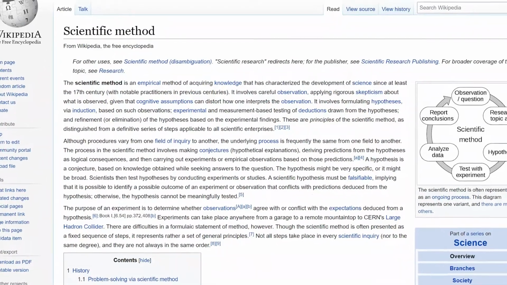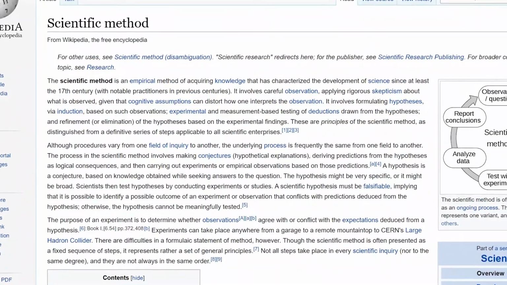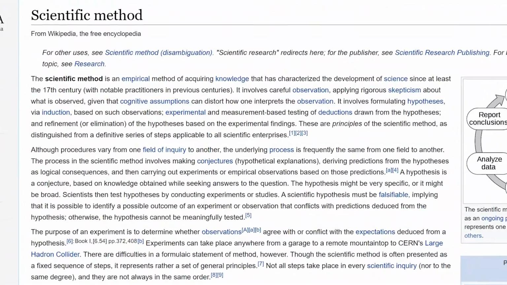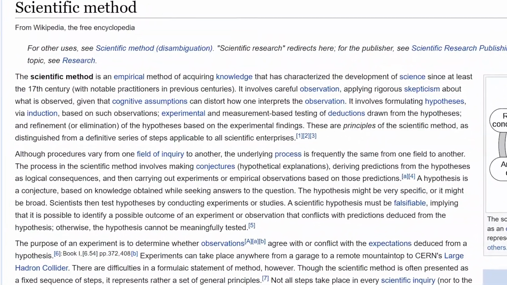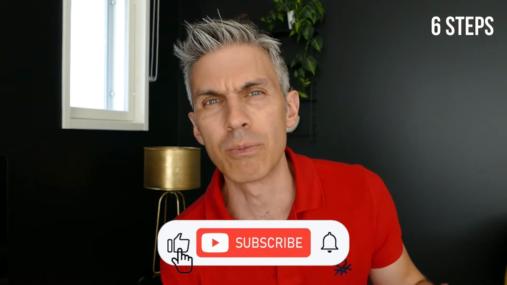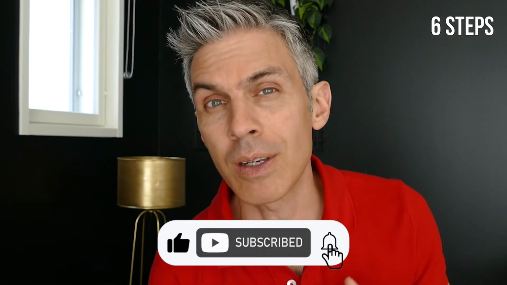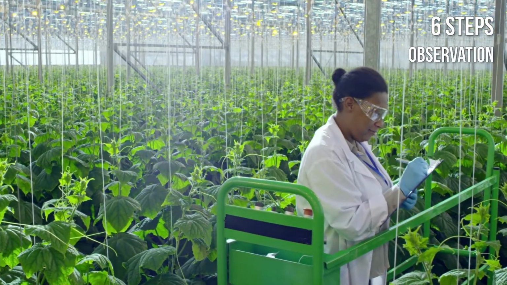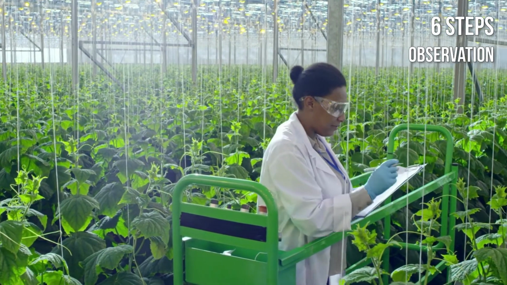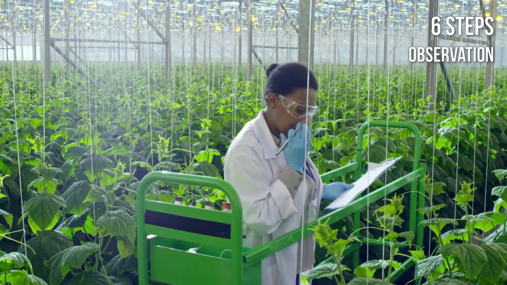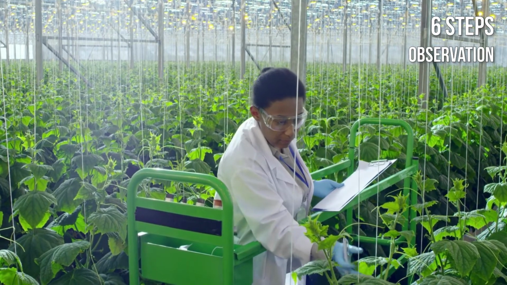The scientific method is an empirical method of acquiring knowledge that has characterized the development of science since at least the 17th century. So basically the scientific method has defined 6 steps to make sure that something can be scientifically demonstrated. And these are going to be the next ones. First of all, there's going to be an observation or a question, somehow like a problem, that has been found and identified and that has to be explained.